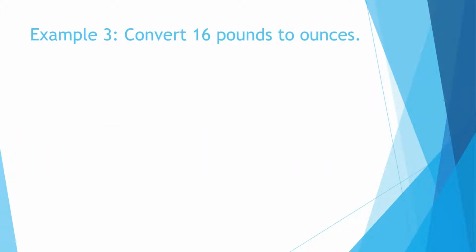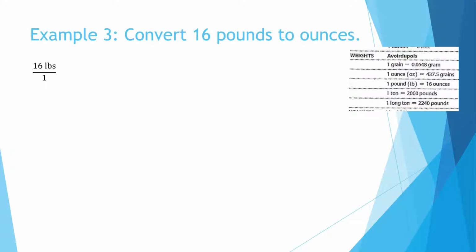Our next example is convert 16 pounds to ounces. So we're going to start with 16 pounds over 1. I've included the picture of the area of your handout that I'm looking at. It says that 1 pound is the same thing as 16 ounces. So let's multiply by that conversion factor. So we're multiplying by 16 ounces over 1 pound.